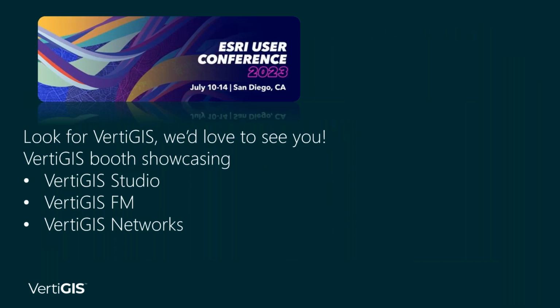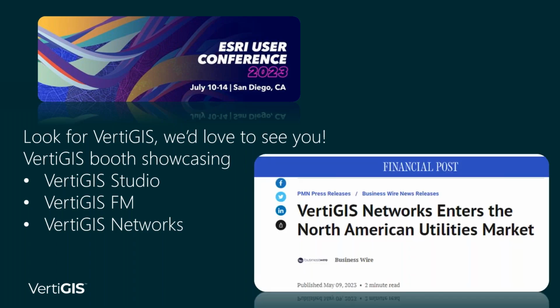The Esri User Conference is coming up fast, not that many weeks away now. Look for us there. If you're going to be there, we have a VertiGIS booth and we're going to be showcasing VertiGIS Studio, which you are very familiar with, alongside VertiGIS FM and VertiGIS Networks. And if you were watching the news a few weeks back, you may have actually noticed that we've been talking about VertiGIS Networks in the North American utilities market. And for that, I thought it would be fantastic to have a special guest walk us through some of the information that we've been showing in our regional user group.